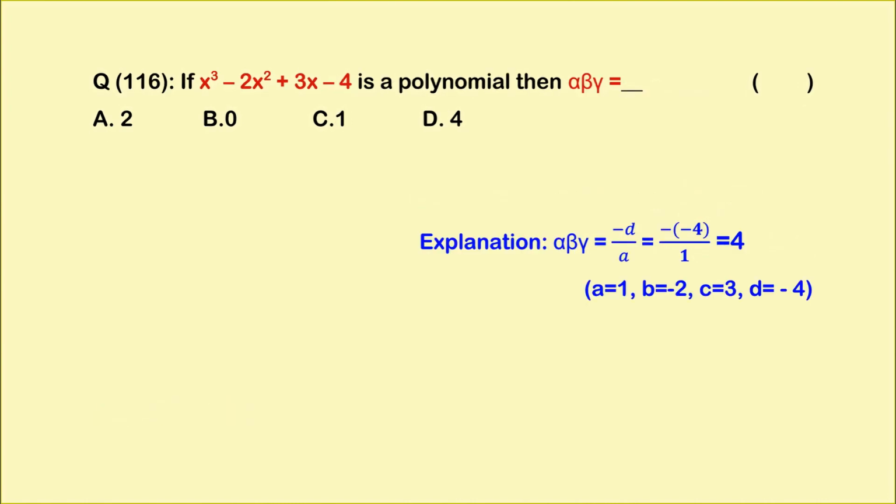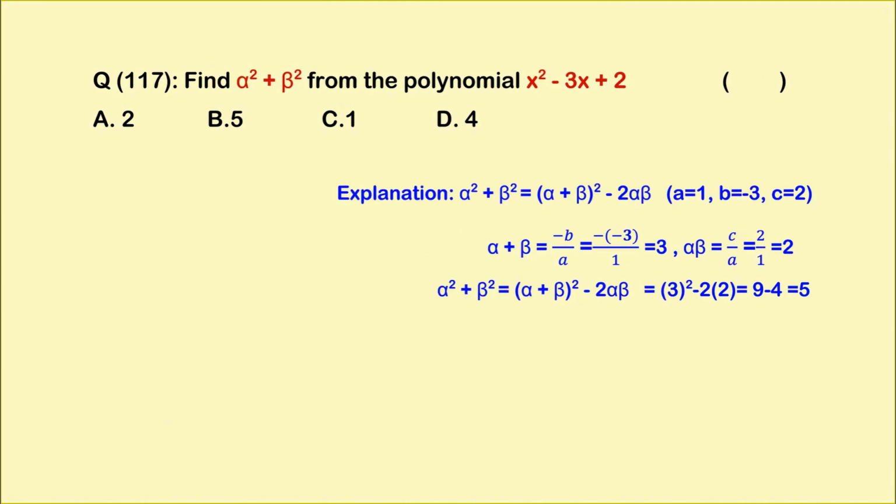Question number 116. If x cube minus 2x square plus 3x minus 4 is a polynomial, then we have to find alpha into beta into gamma. So we know the formula for alpha into beta into gamma is minus d by a. So the value of d is minus 4 and the value of a is 1. If you substitute the values in the given expression, we will get minus of minus 4 by 1. So the final answer will be 4. So the right answer is D.